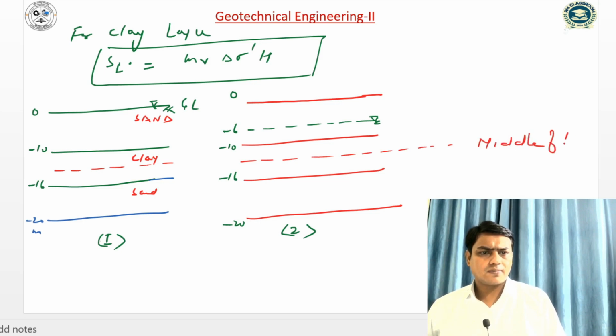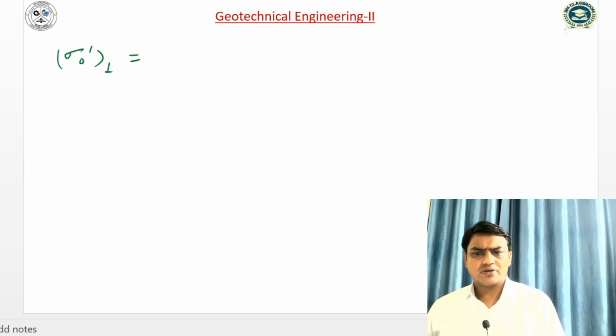Middle of the clay layer. So what will be the stress? So 10 into unit weight of sand plus 3 into, because the thickness of the clay layer is 6 meter, so at the mid it is 3 meter. So 3 into unit weight.